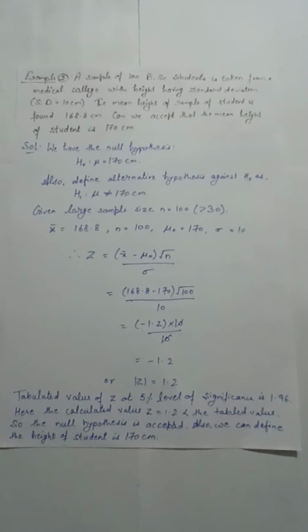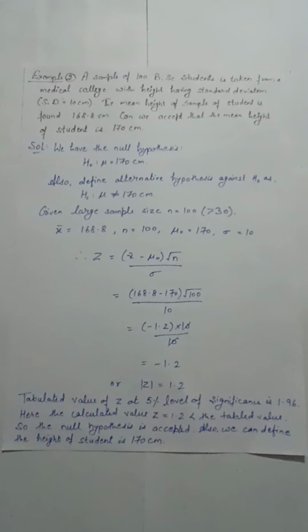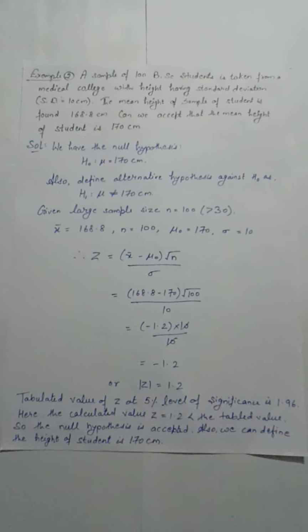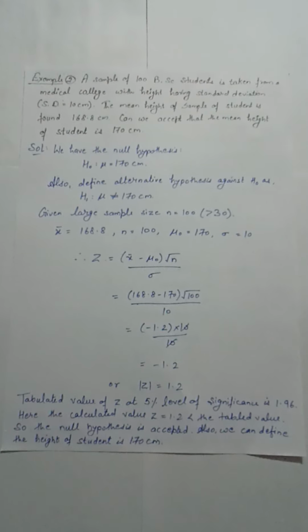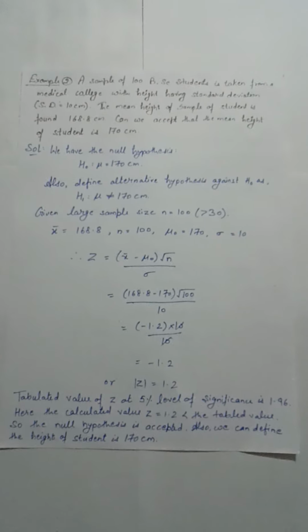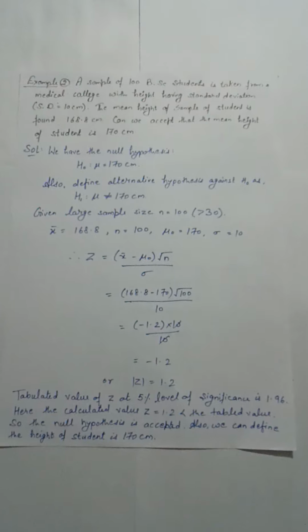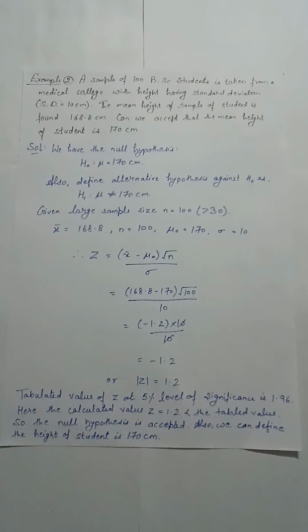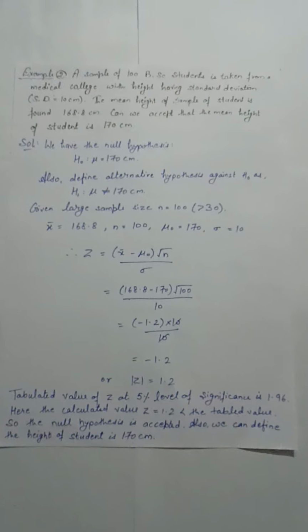So we can say the null hypothesis is accepted and the alternate hypothesis is rejected. That means we can conclude from here that the height of students can be taken as 170 centimeter. That means it is accepted that the height of students is 170 centimeter.